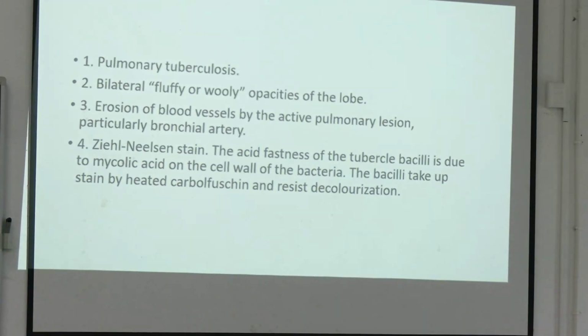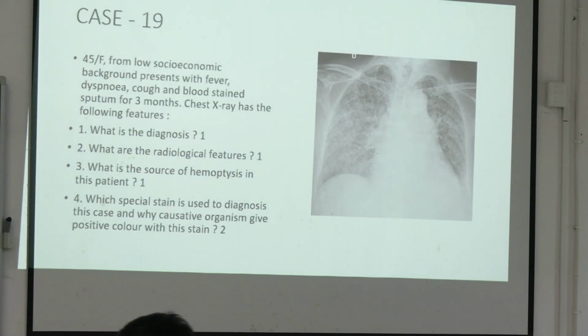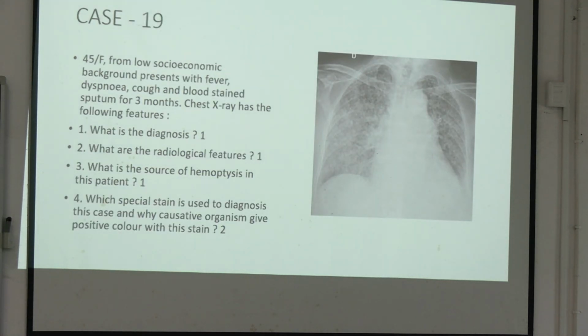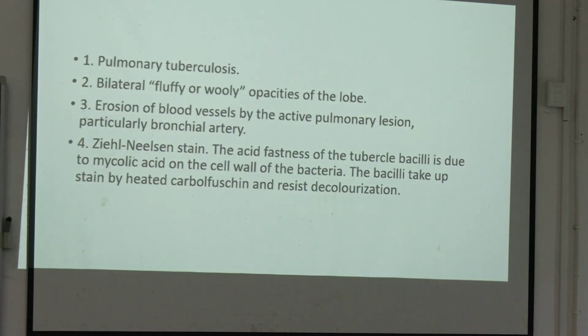Pulmonary tuberculosis. What are the radiological features? Bilateral fluffy or woolly opacities of the lobe. What is the source of hemoptysis in this patient? Cavitation, erosion of blood vessels by active pulmonary lesion.